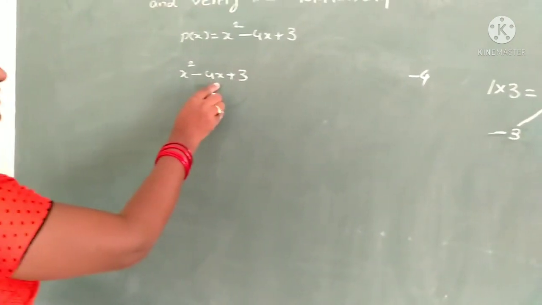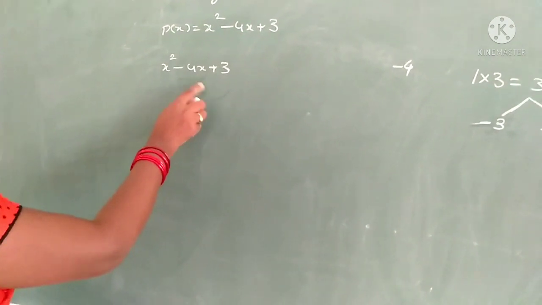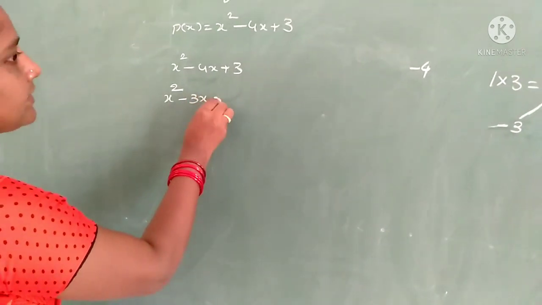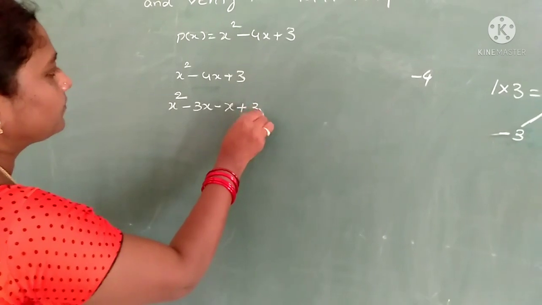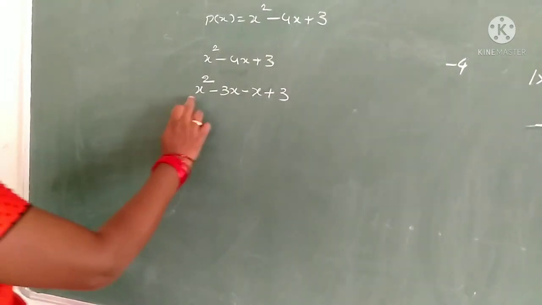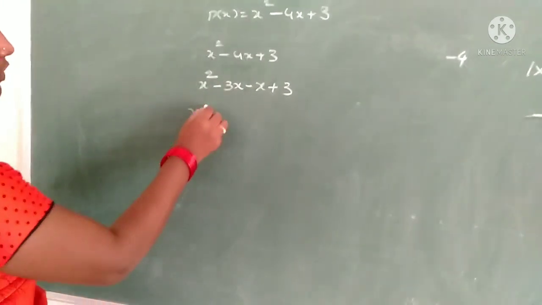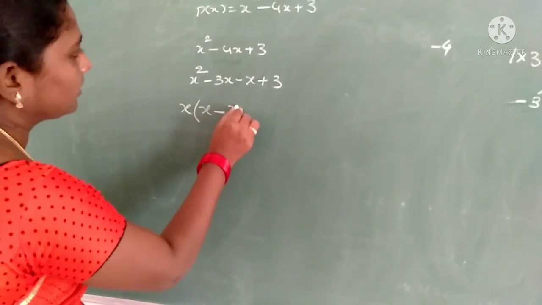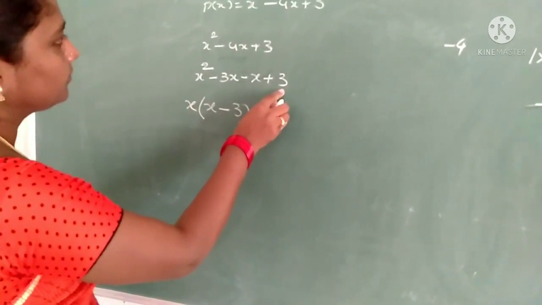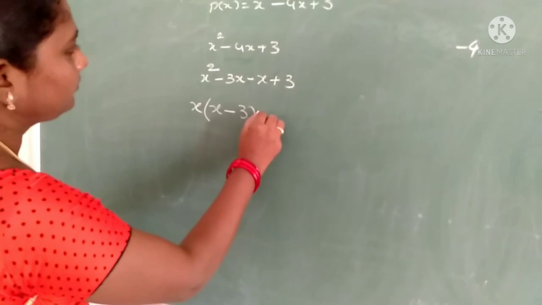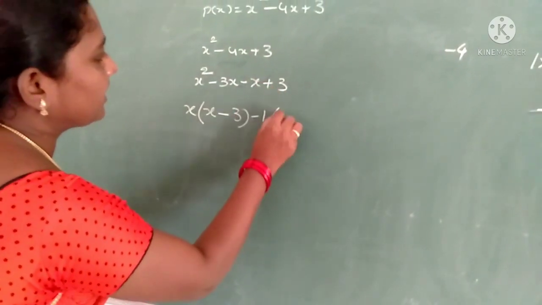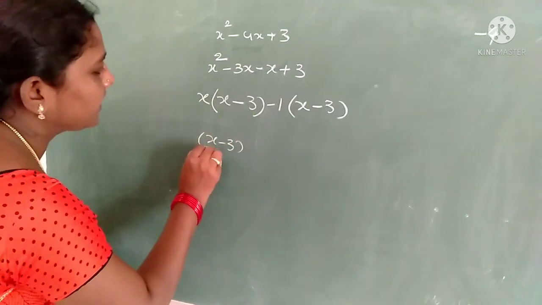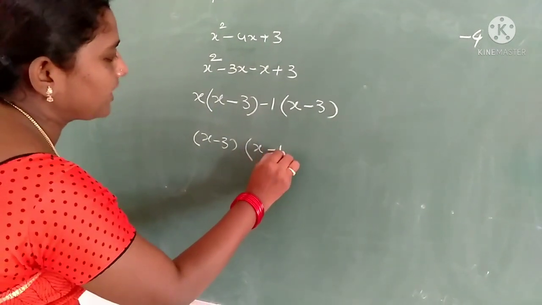Splitting the middle term minus 4x as minus 3x and minus x. So x square minus 3x minus x plus 3. What is the common value? x is common. So remaining value x minus 3. What is the common value? Minus 1. So remaining value x minus 3. Next common x minus 3, so remaining value x minus 1.